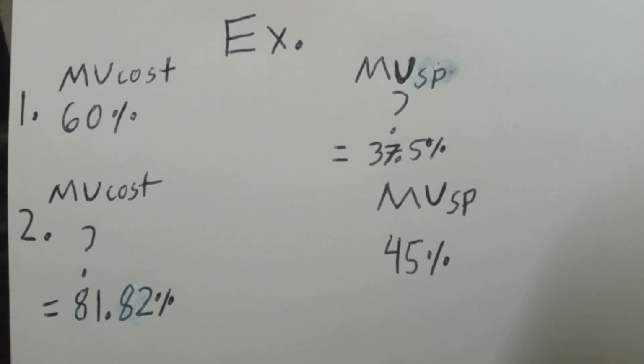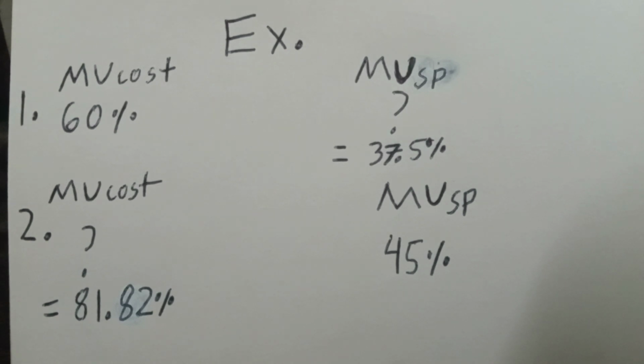And now let's take a look at some converting problems. So for our first problem, the markup based on cost is 60%. So we are looking for the markup based on selling price. So if you remember our formula, all we have to do is get the markup based on cost, which is 60%, and divide it by 100% plus the markup based on cost again, which is 60%. And that will give us 37.5%.